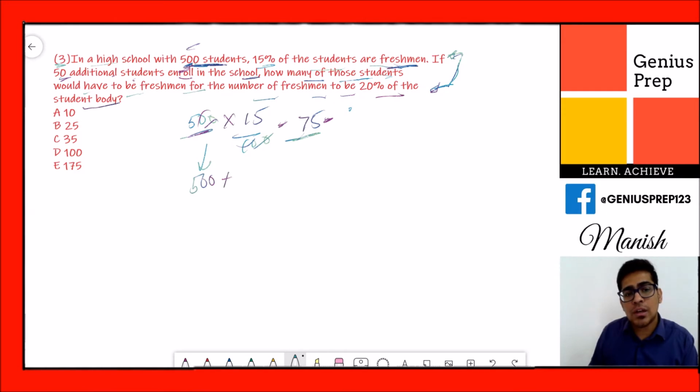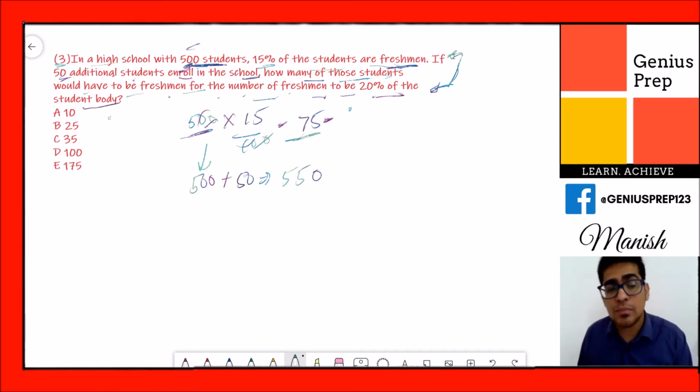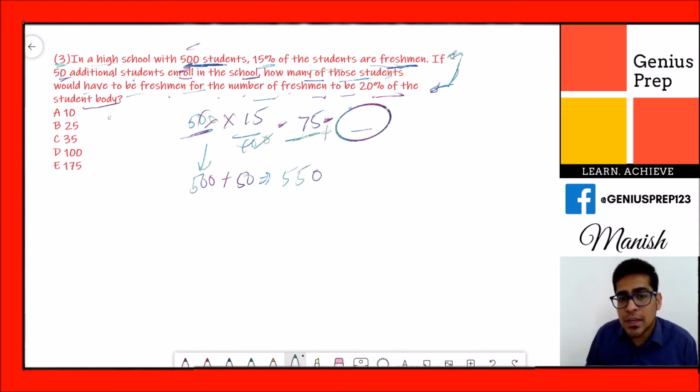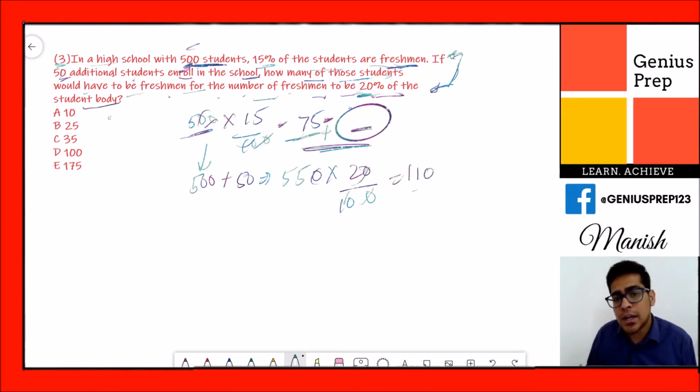Solve this part. Okay, if 50 additional students enroll in the school, so now what is the second whole? 500 students were there, now 50 students are added, so how many students are there? 550, right? How many of those students would have to be freshmen for the number of freshmen to be 20% of the total student body? So what it is saying is, how many new freshmen should be there? The total number of students should be 20%. So first of all you need to find out what is 20% of 550. You solve this, you get 110 students should be freshmen out of 550 students.